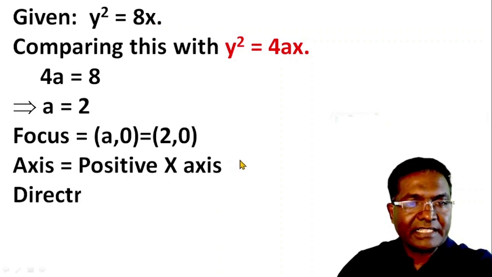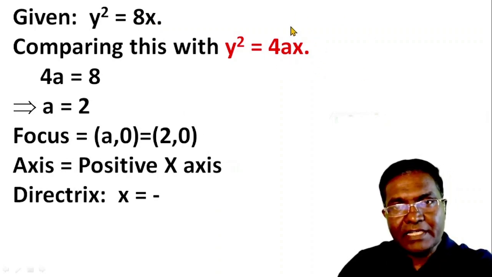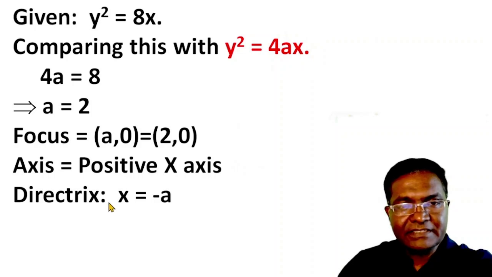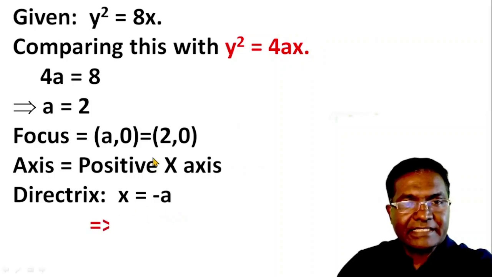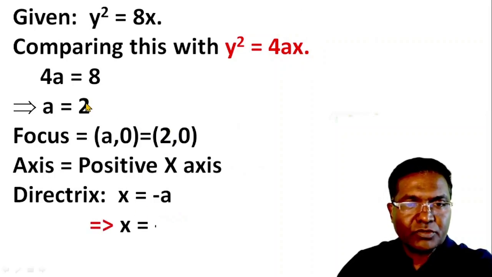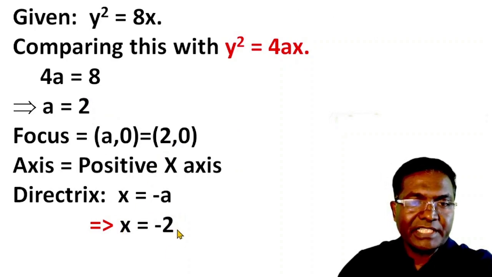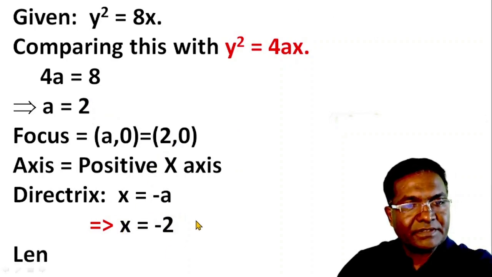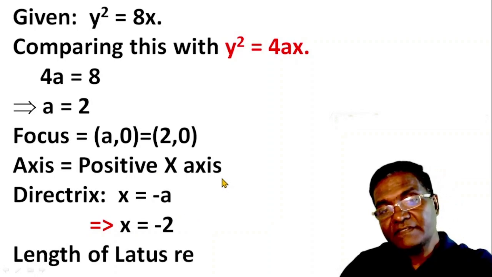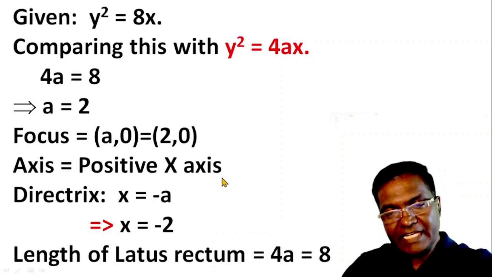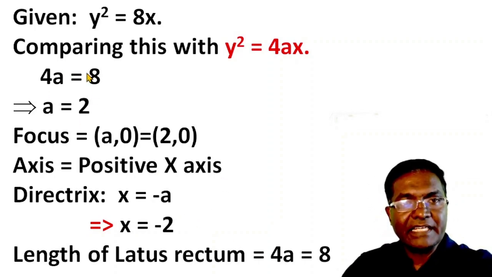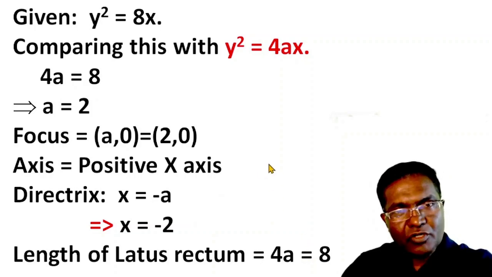And you are asked directrix. Directrix of this parabola is x equal to minus a. That is x equal to minus 2, since a is 2. So x equal to minus 2 is the directrix. And length of latus rectum is 4a. So that is 8. I hope you understood this. We'll do more on this.